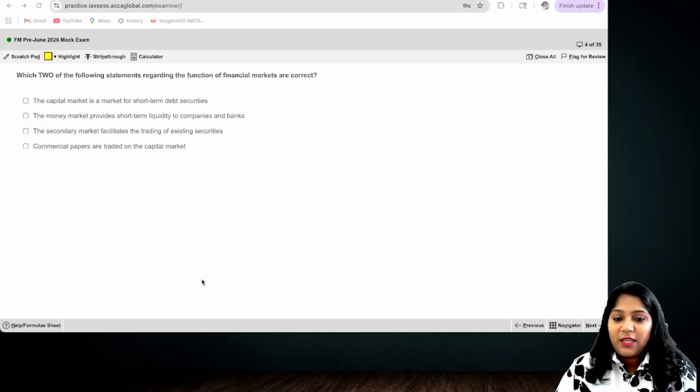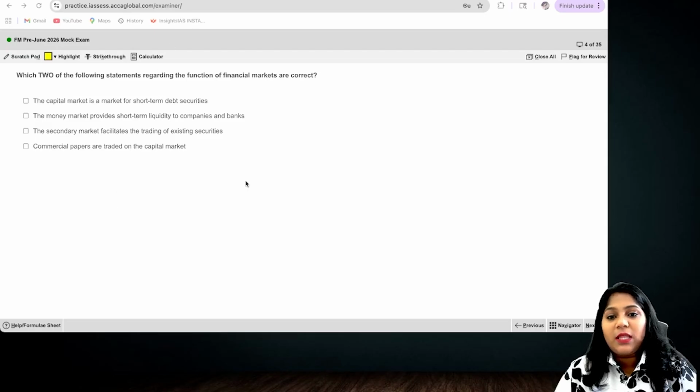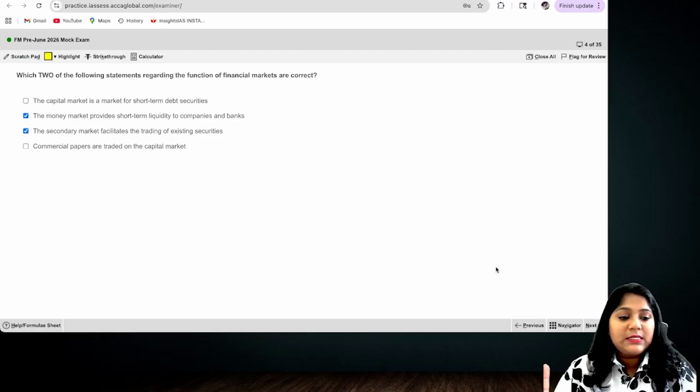But here, what are they trying to say? Commercial papers are traded on the capital market. See, it is short term. It will be traded on what? Money market, not in the capital market. The answer has to be option B and C, guys.